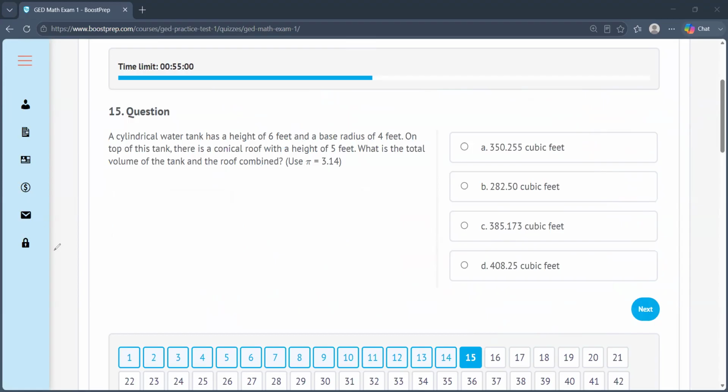So a cylindrical water tank has a height of 6 feet and a base radius of 4 feet. On the top of this tank, there is a conical roof with a height of 5 feet. What is the total volume of the tank and the roof combined? And then they specifically said replace pi with 3.14.